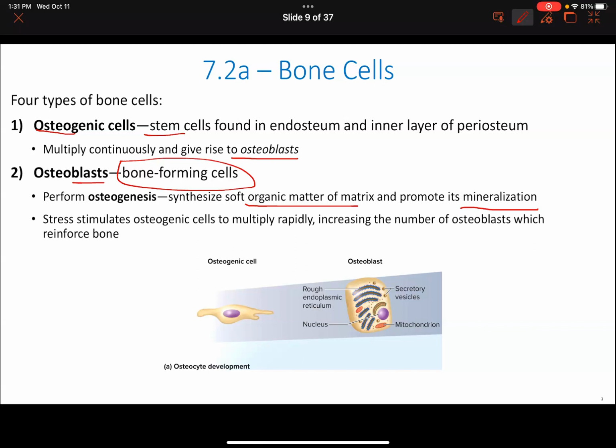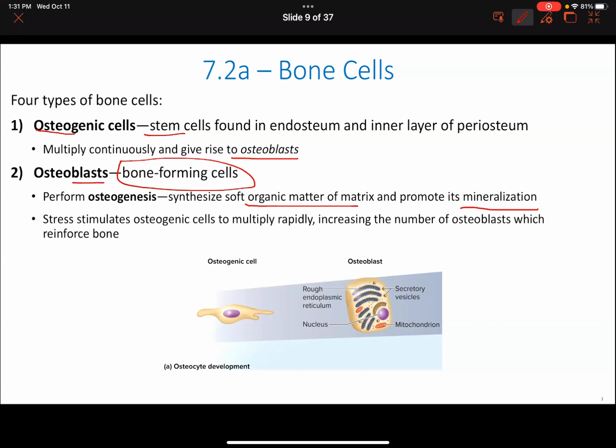Certain stressors, and I don't mean stressors as in I have an exam coming up, but physical stressors like weight, as you get older, or from a child into adulthood, as you begin to stand and walk, the stress placed on the bones changes.